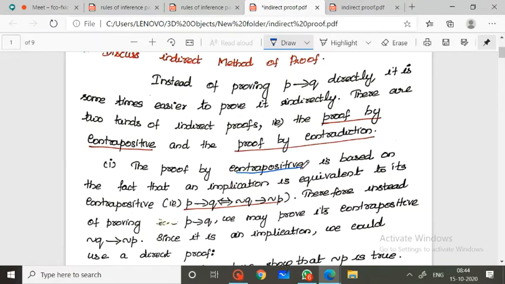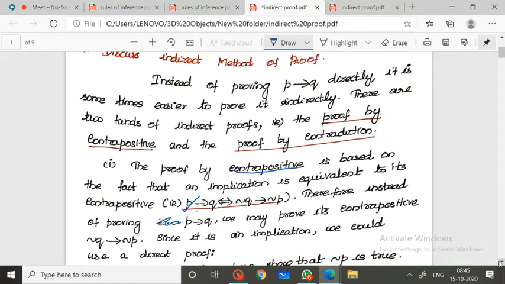Contrapositive means what is the condition? We know that P implies Q is equivalent to negation Q implies negation P. So this contrapositive വെച്ചിട്ടാണ് നമ്മളിപ്പോൾ ചെയ്യാൻ പോകുന്നത്. Therefore, instead of proving P implies Q, we may prove its contrapositive. Instead of proving P implies Q, we can prove that its contrapositive is true.